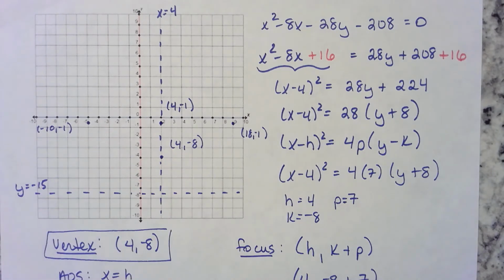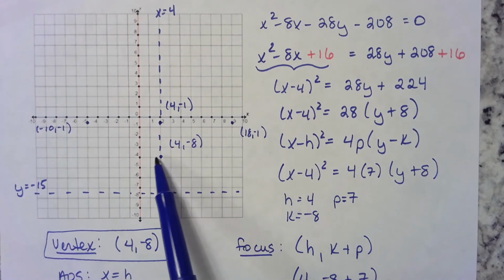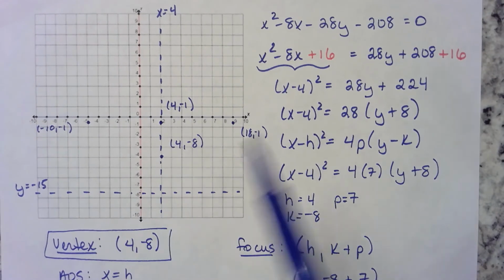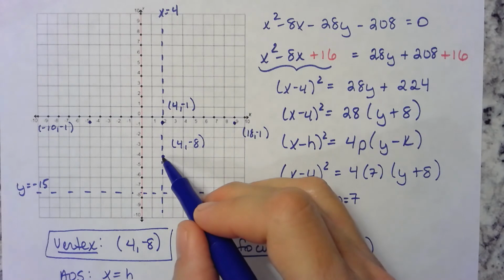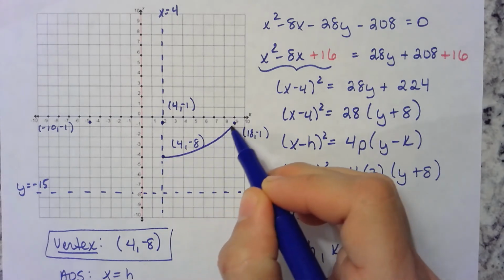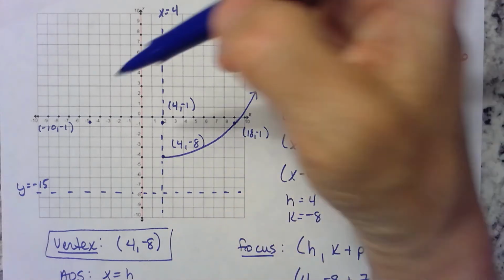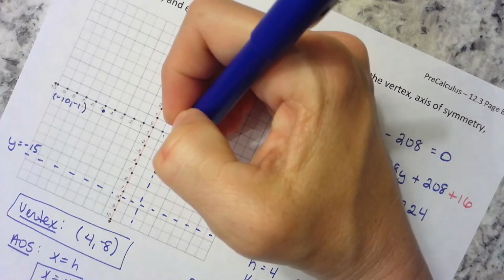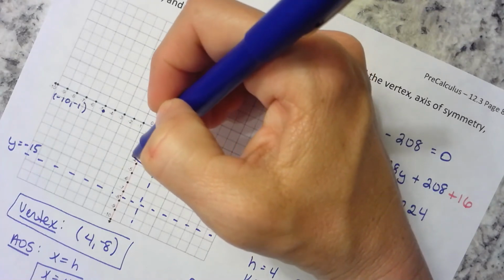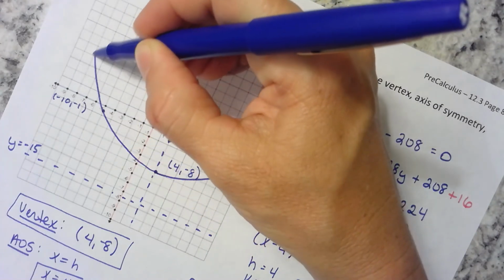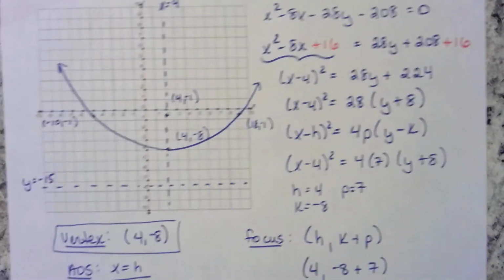Now how do we sketch our graph? This is our directrix, this is our vertex, this is our focus. Our parabola goes through these endpoints, around the focus, and away from the directrix. Wow, that one's kind of pretty. There we go.